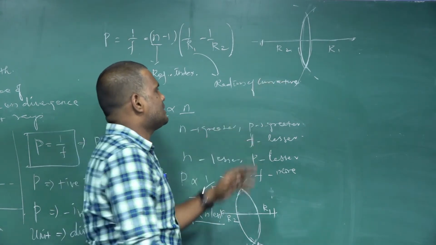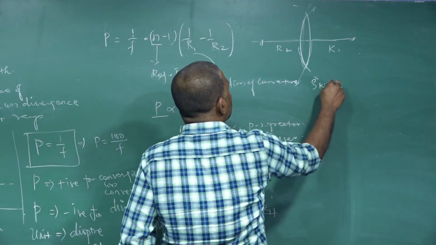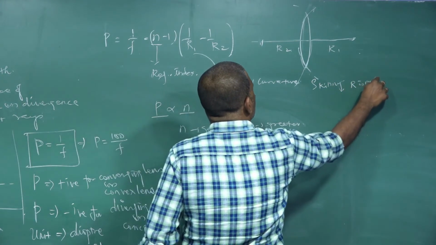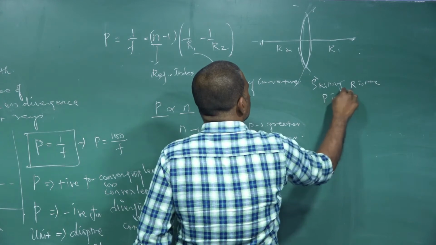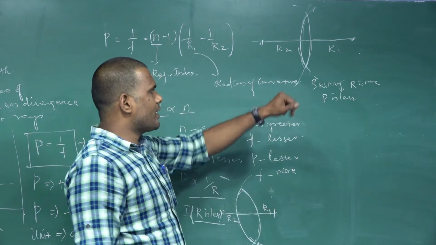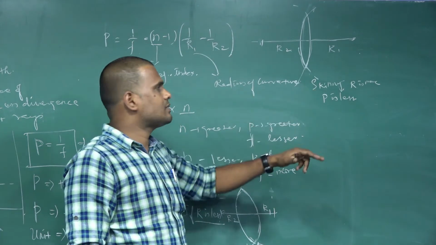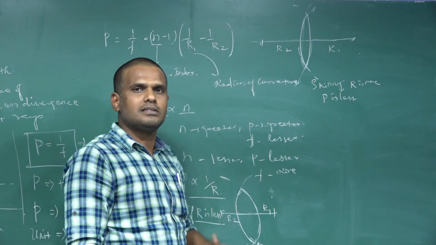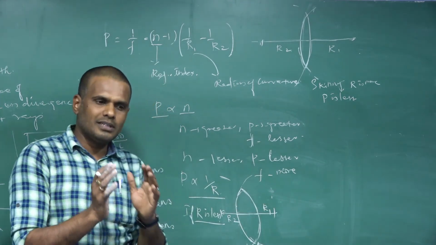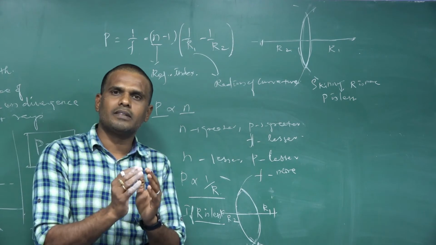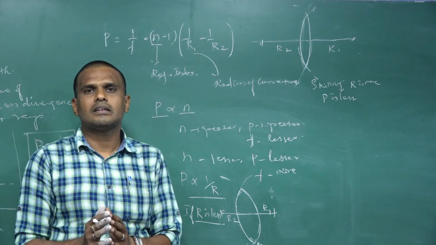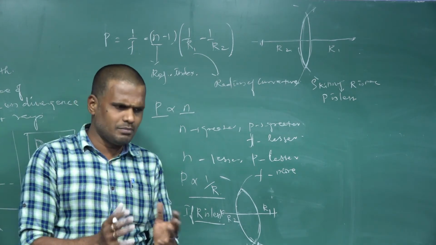So for skinny lenses, here R is more, so P is less. Power of the lens is less. So radius of curvature is more, power of the lens is less. You can say deviation produced by the lens is less. Thus, we can arrive at a conclusion. If you are using thick lenses, then the power of the lens is more. If you are using thin lenses, then the power of the lens is less. That's the simple idea.